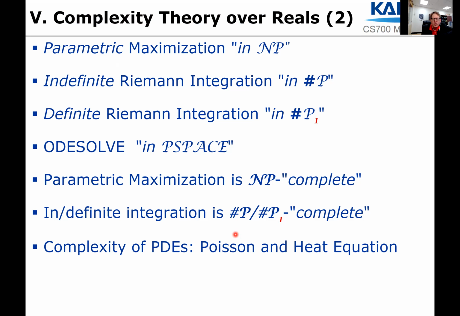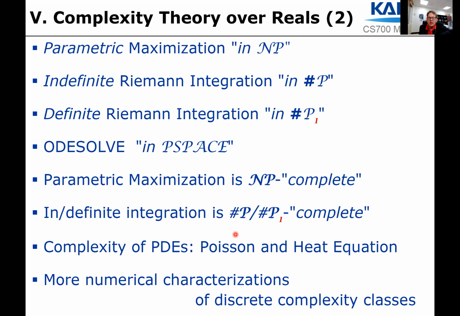And then we would proceed to more advanced numerical problems, specifically to partial differential equations. And we would discuss the Poisson and the heat equation and see that Poisson's equation in a sense belongs to this complexity class sharp P1 and is in a sense complete for that, and similarly for the heat equation. And then we would discuss more numerical characterizations of discrete complexity classes.